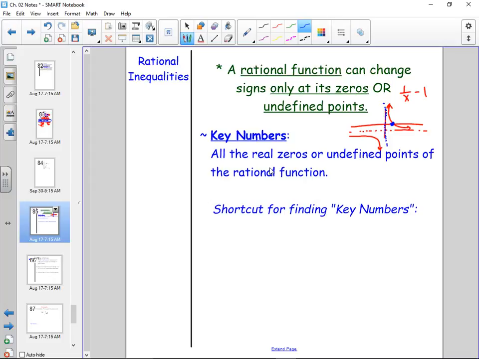That's the idea. That's why we have to check for the key numbers, not only the zeros, but also the undefined points. So for our key numbers, we're going to use all the real zeros and or the undefined points, whatever it has. If it has zeros, we're going to steal those. If it has undefined points, we're going to steal those, and we're going to put those into our sign chart. Shortcut for finding the key numbers.